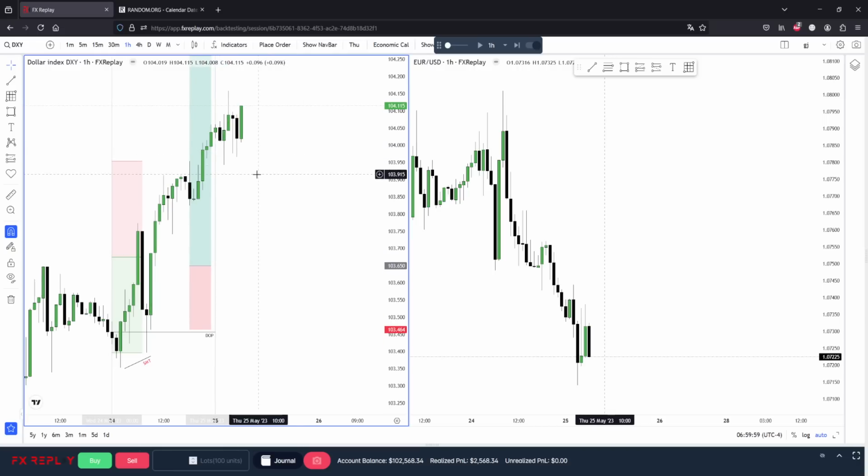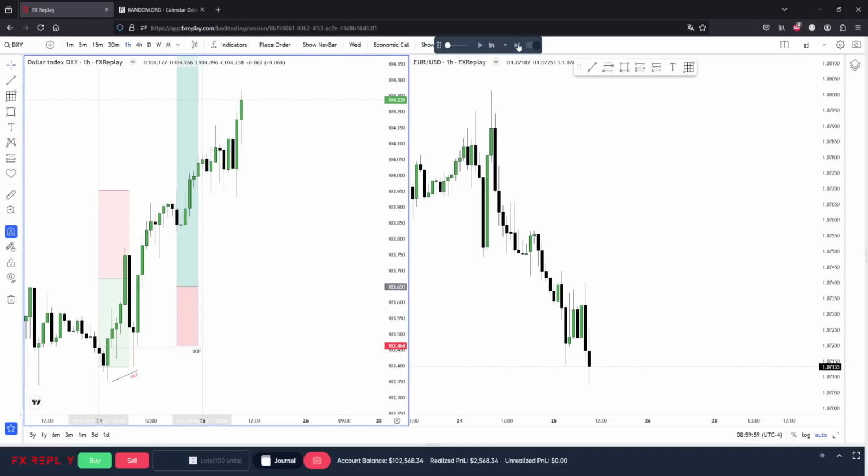Alright, it's not coming back. So no premium, no discount for buys is no entry, and that is part of the model. Right, so this one, I know the draw is higher, but it's just not going into discount.